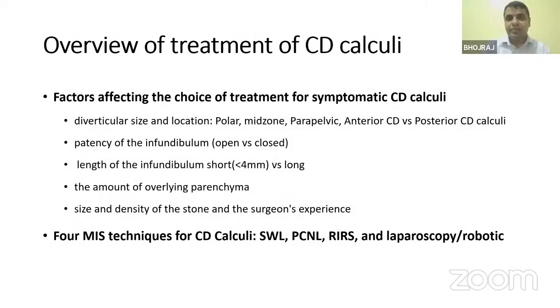Let's go to the overview of treatment of calyceal diverticular calculi. What are the factors that determine the choice of treatment for CD calculi? First and foremost is the diverticular size and location, whether it is polar, mid-zone, parapelvic, anterior versus posterior one, patency of the infundibulum, open versus closed one, length of the infundibulum, short, maybe less than 4 millimeters or more than that, the amount of the overlying renal parenchyma. If the overlying parenchyma is particularly very much thinned out, then the treatment may be different. Size and density of the stone and surgeon's experience.